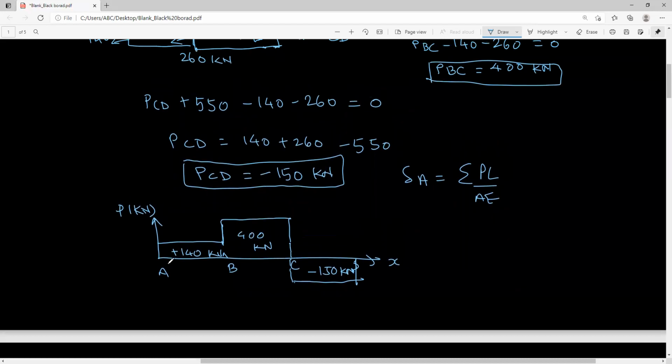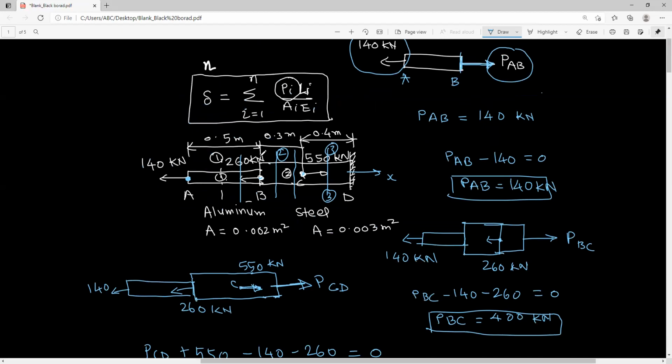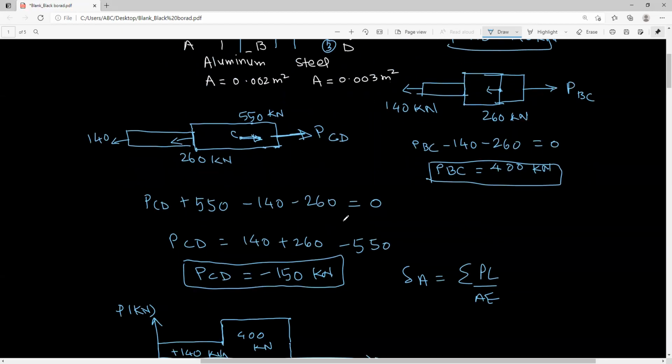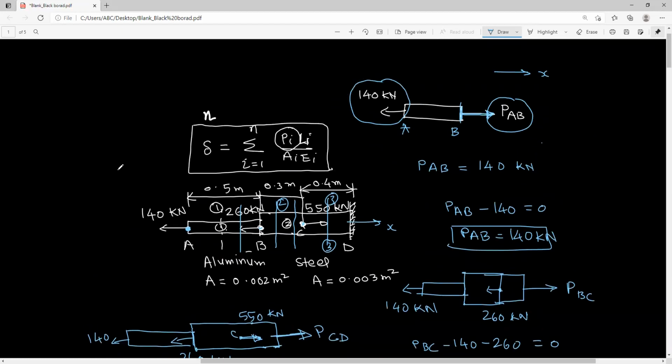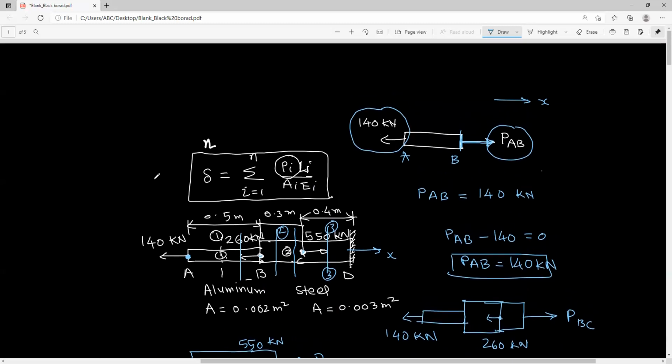The first part, we are calculating the deflection due to the first part. The force is 140 kilonewton. Length is given 0.5 meter. And the cross-sectional area and Young's modulus are given. Young's modulus for the steel is given as 200 gigapascal, and for aluminum, it is given 70 gigapascal.